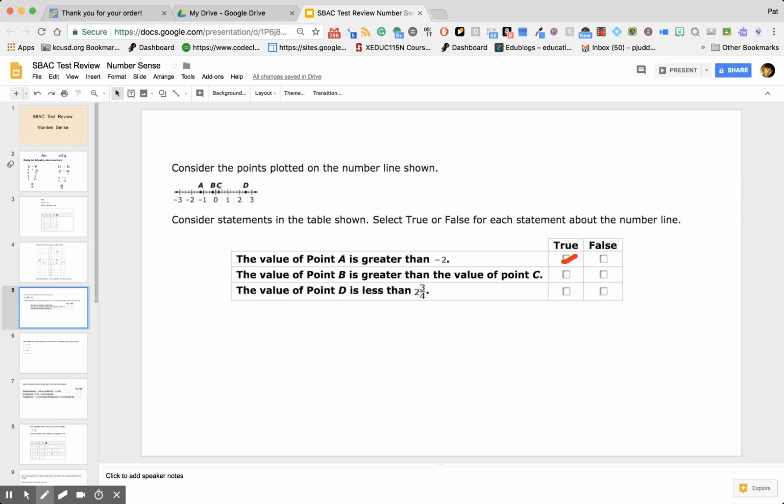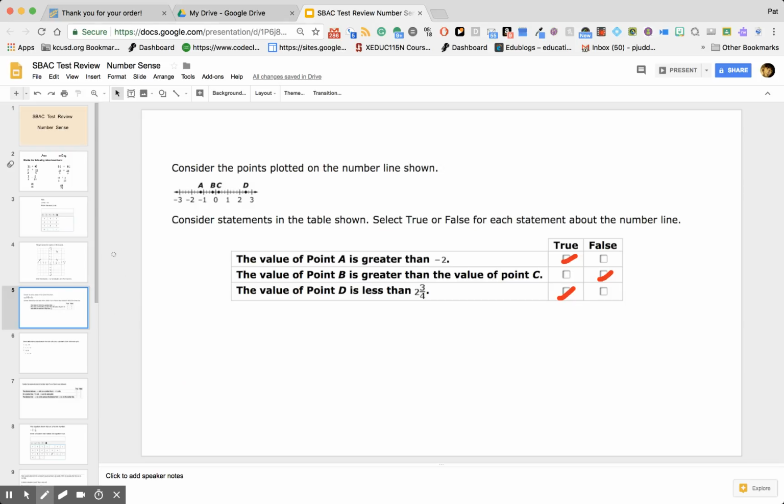The value of point B is greater than the value of point C. Well, this is 1/4. This is -1/4. The value of B is greater than the value of C. No, it is not. The value of point D is less than 2 3/4. Well, this is 2 2/4 or 2 1/2. So is 2 1/2 less than 2 3/4? Yes, it is.